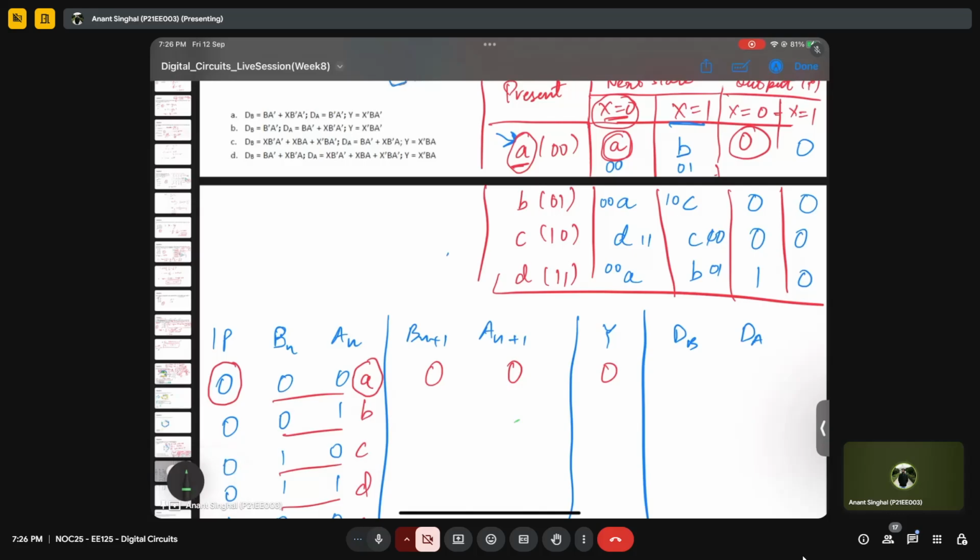One more example. When the input is 0, the state is B. The state is B, the input is 0, which is this. The next state is A, which is 0 0, and the output is 0. Is this clear? Say yes or no, please, quickly.